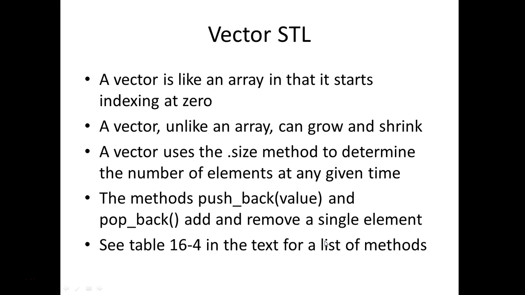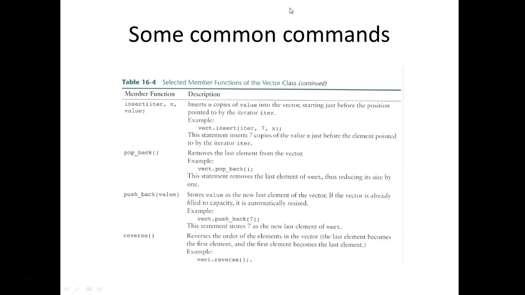You should look at that. These are a few of the common methods. pop_back removes the last element from the vector. push_back stores values as the last element in the vector. If it's already full, it adds it at, basically, I think of it as the end or the bottom of the vector.